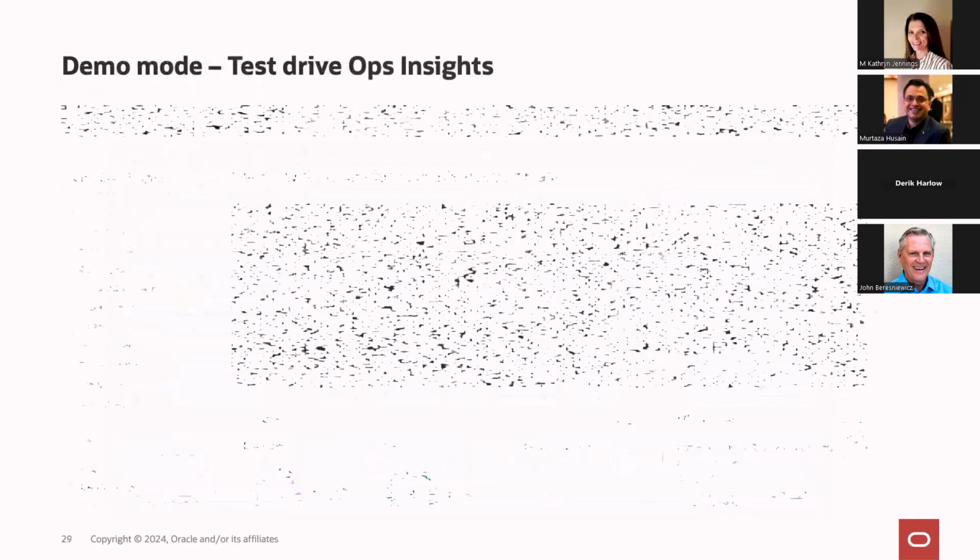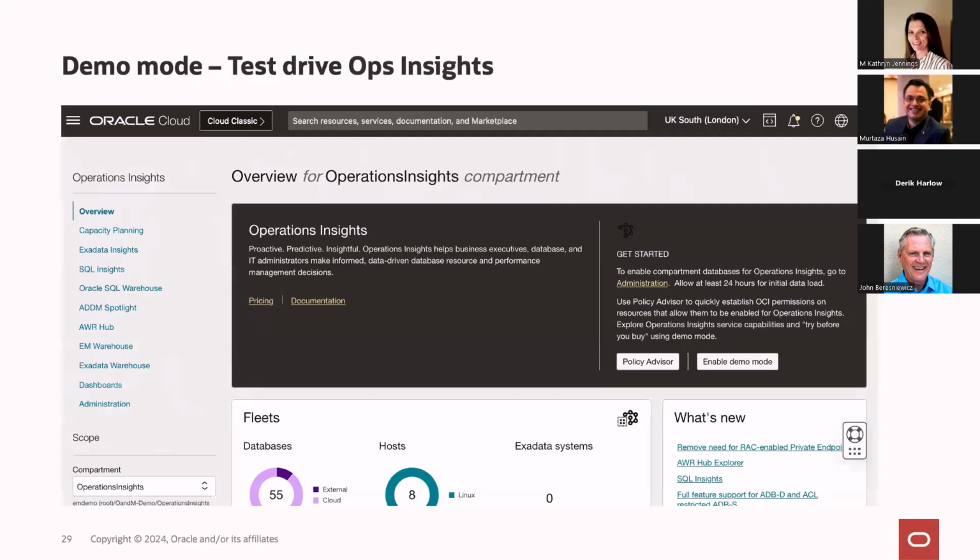And then lastly, I wanted to quickly touch upon the demo mode. Think of it as literally test driving the Ops Insights service. You can very quickly enable this without even enabling the right resources. It uses our Live Labs tenancy to help you test drive all the features within the service. You go there, click on enable demo mode, and within seconds you can look at all the different applications within the service and see if you have any questions about that.